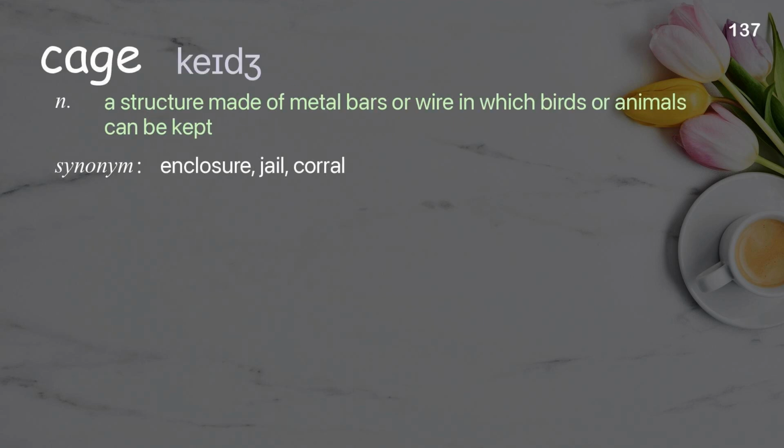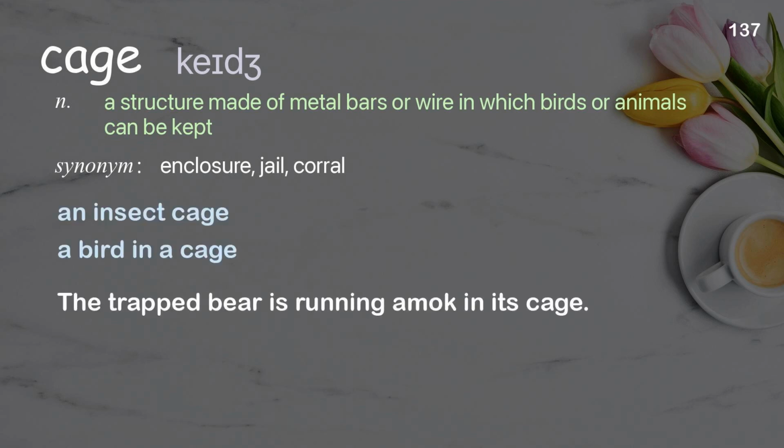Cage. A structure made of metal bars or wire in which birds or animals can be kept. Examples: An insect cage. A bird in a cage. The trapped bear is running amok in its cage.